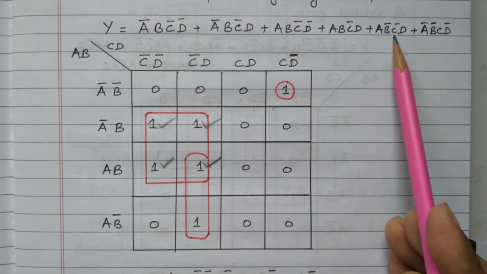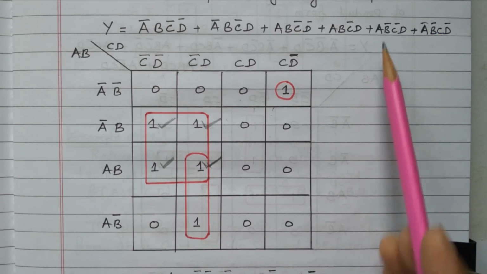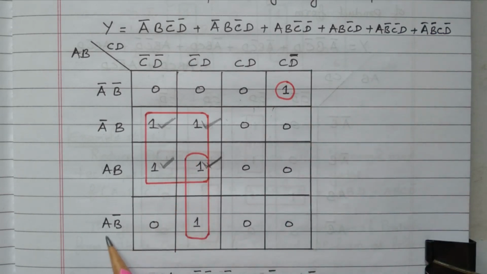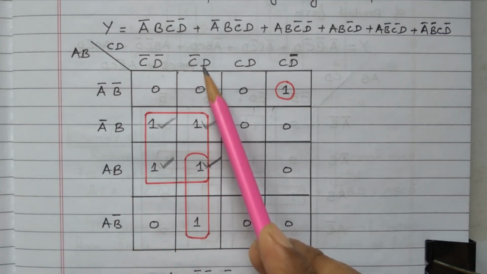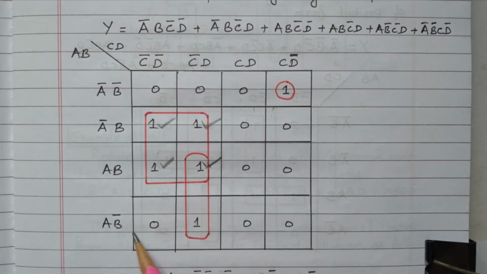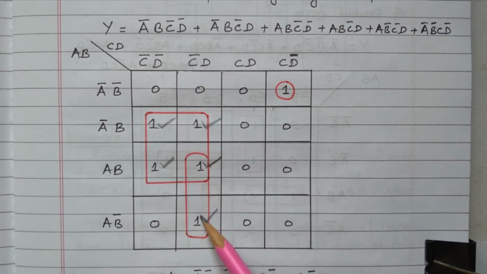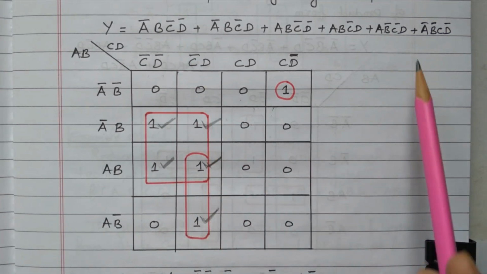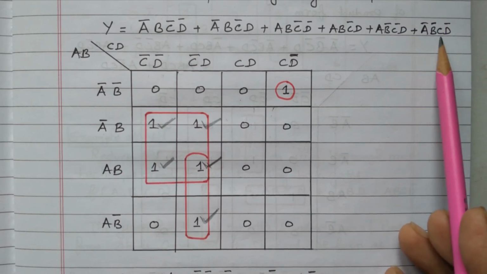A B bar C bar D. First we will see A B bar. Which is A B bar? This is A B bar. Where is C bar D? C bar D is available here. Right. So that is A B bar C bar D. So this is the fifth term. Fifth term available. The sixth one is A bar B bar C D bar.